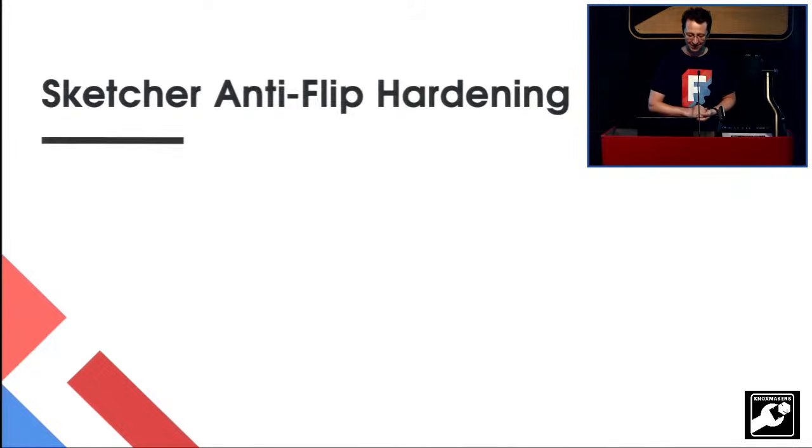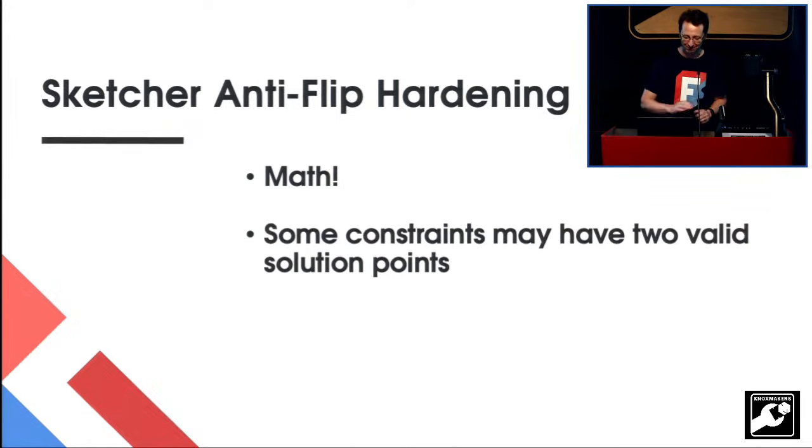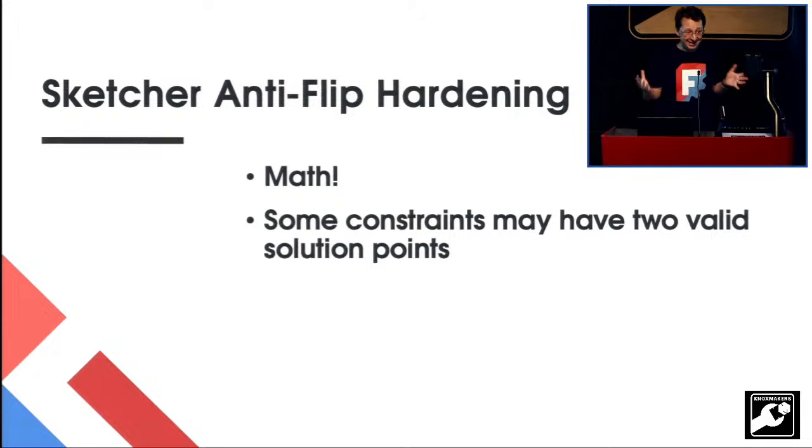All right. Sketcher anti-flip hardening. Okay, so yay, math. Yes, there's math involved. I'm not going to show you the equations, though. Don't panic. No one's crying yet, and I don't want that to start now. So the basic idea here is, if you've ever used Sketcher and you know this idea of constraints, that some constraints have two valid solution points, right? This side or this side, etc.